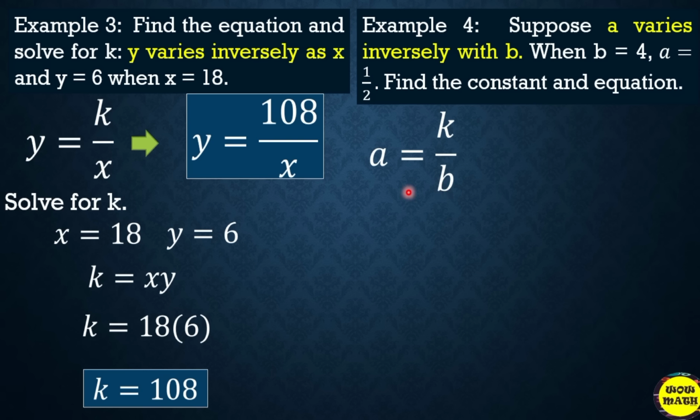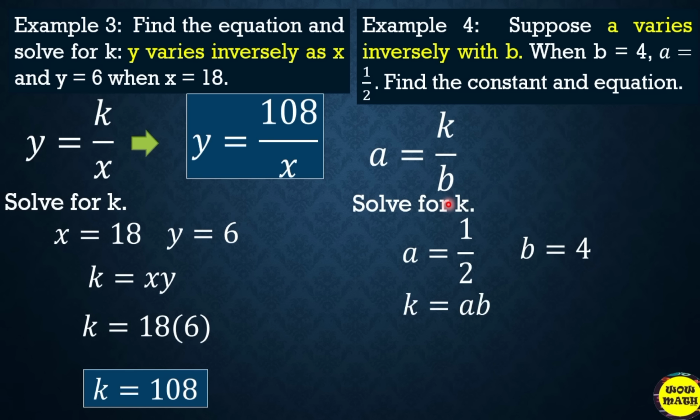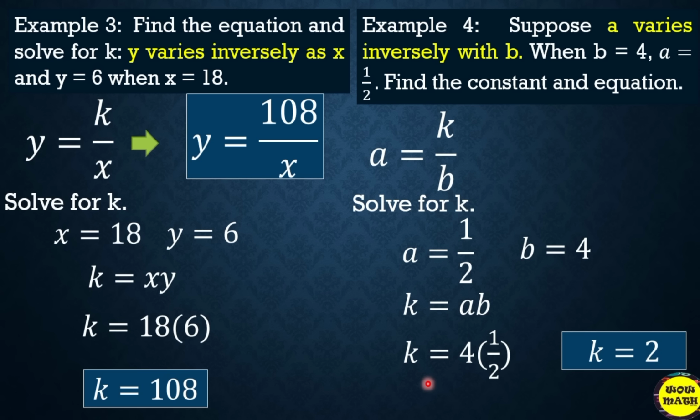So, anong una natin kukunin bago makuha yung equation? Yung constant. And the constant is the product of A and B. So, what is the value of A? 1/2. And B is 4. So, multiply lang natin. That is K is equal to A times B. And then, substitute nyo lang yung value ng A at yung value ng B. That is 4 times 1/2. The answer is 2. Okay? Kasi ito, magiging 4 times 1, that is 4, divide 2, that is 2.